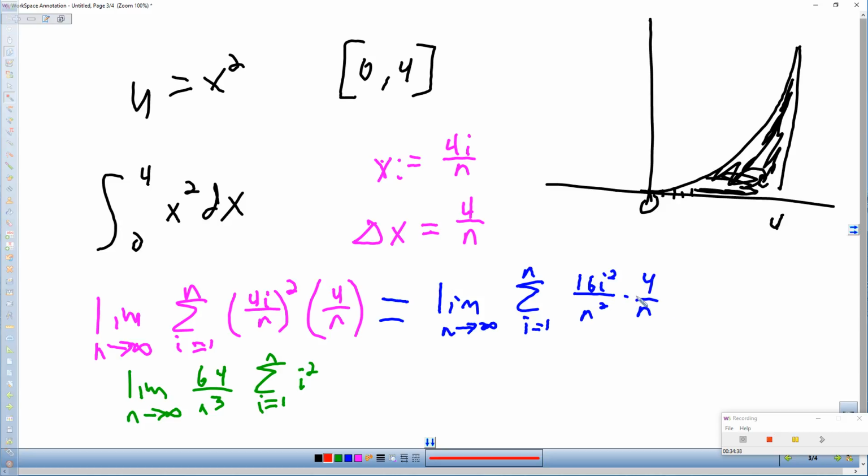Where does this 64 go? 4 times 16? Or did you just combine? Yeah, I just combined this stuff. So it's 64 over n cubed.